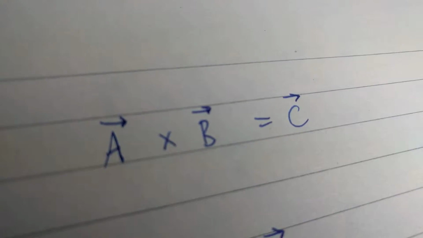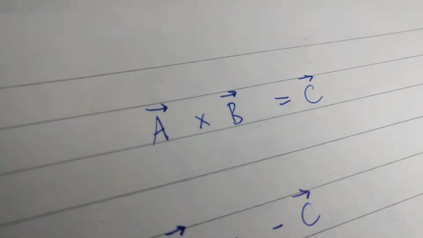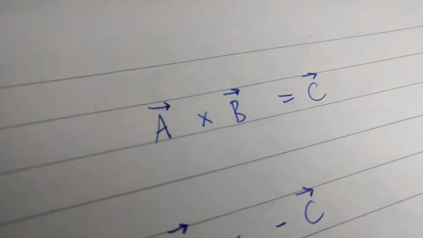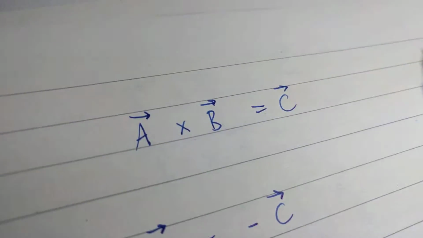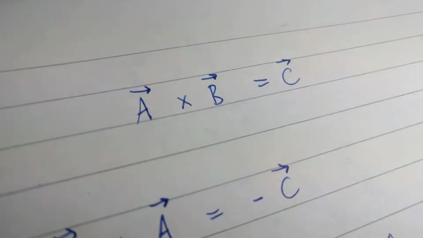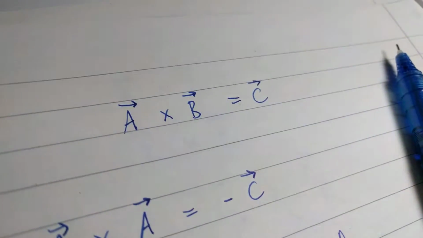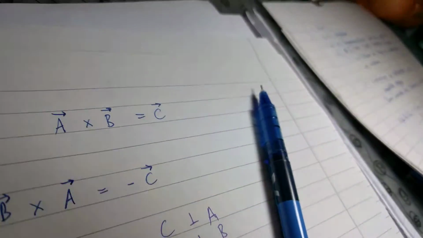Now to determine the direction of the vector C, we have to know the directions of vector A and vector B, provided that we're not given any numbers. We are just given the directions of A and B, and from that we can find the direction of the resultant vector C using the right-hand rule, which is as follows.